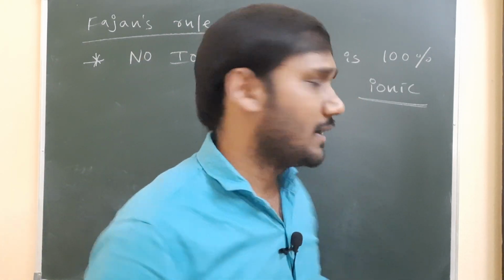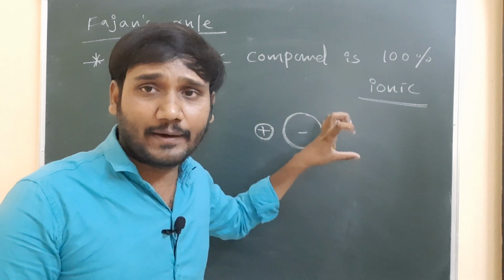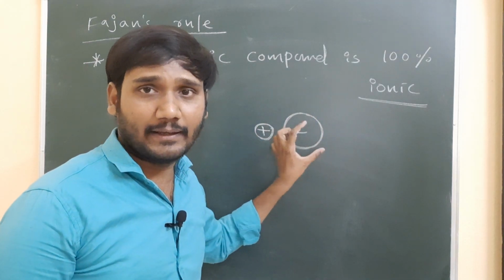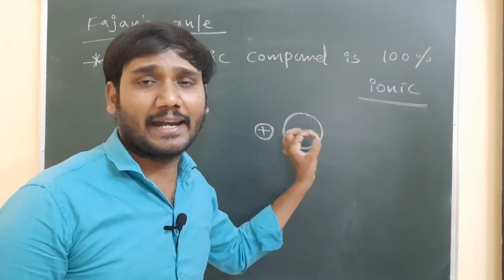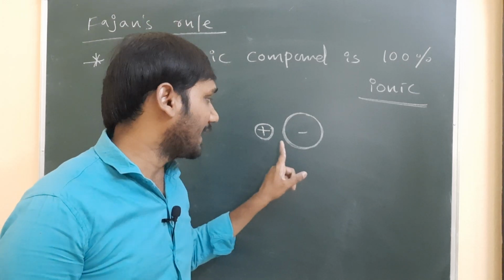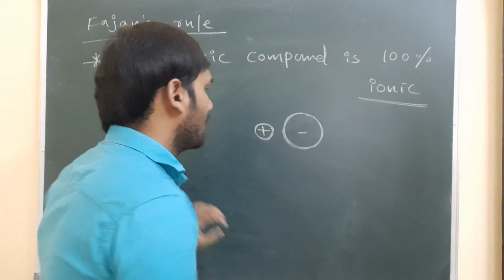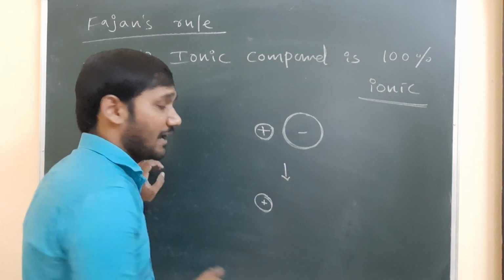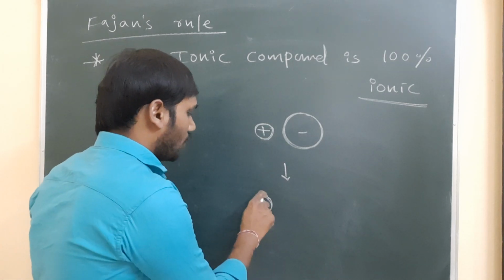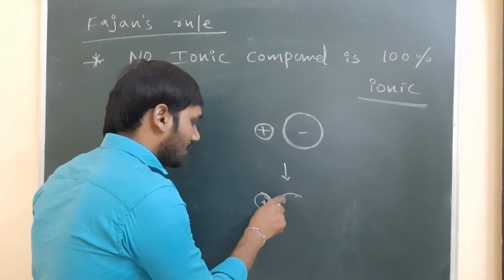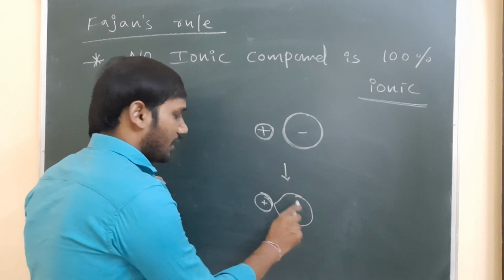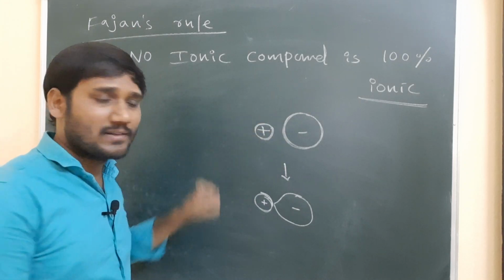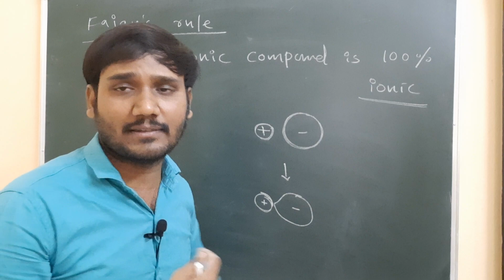Due to that, this cation attracts the anion's electrons towards itself. At that time, the spherical shape of the anion is distorted, because the cation is attracting the electrons towards itself. The cation shape stays the same, but the anion shape is distorted. This is the distorted shape of the anion. It means the electron cloud of the anion moves towards the cation side, because the cation is attracting the electrons of the anion.